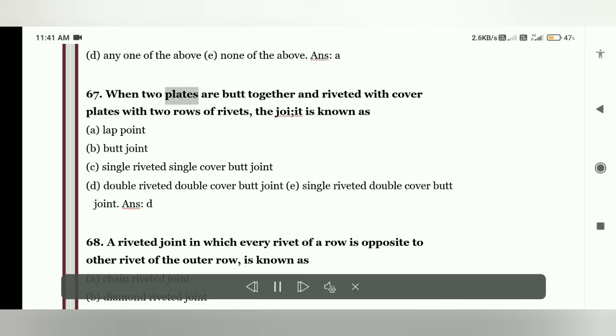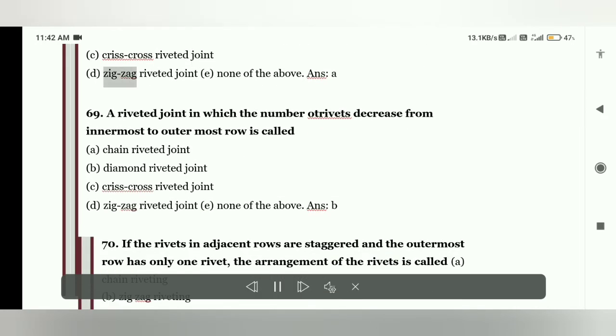67. When two plates are butt together and riveted with cover plates with two rows of rivets, the joint is known as: lap joint, butt joint, single riveted single cover butt joint, double riveted double cover butt joint, single riveted double cover butt joint. Answer D. 68. A riveted joint in which every rivet of a row is opposite to a rivet of the outer row is known as: chain riveted joint, diamond riveted joint, crisscross riveted joint, zigzag riveted joint, none of the above. Answer A.